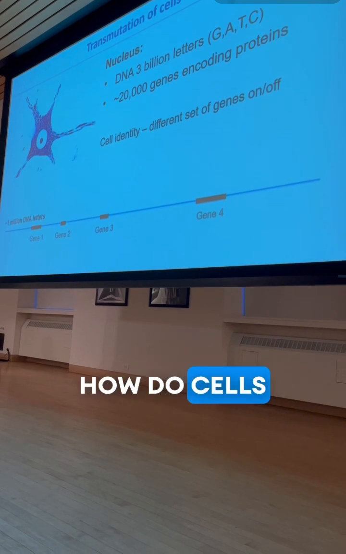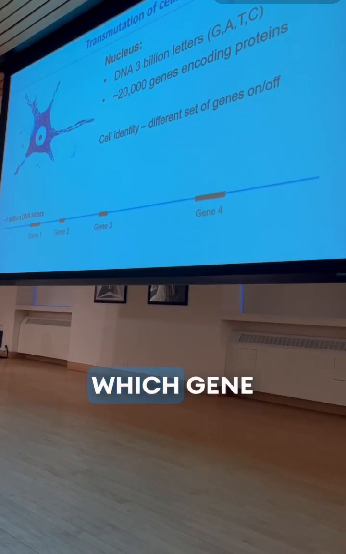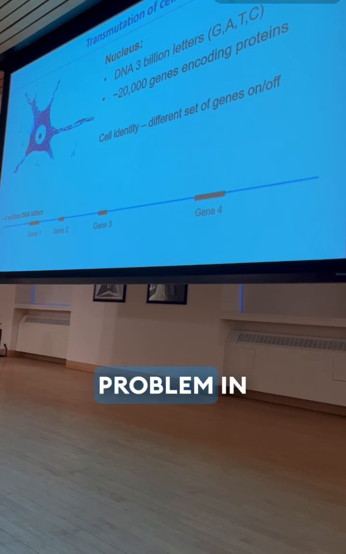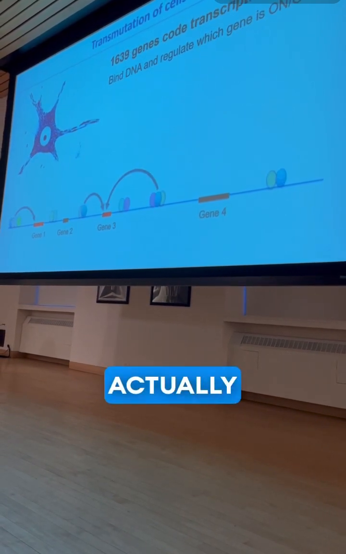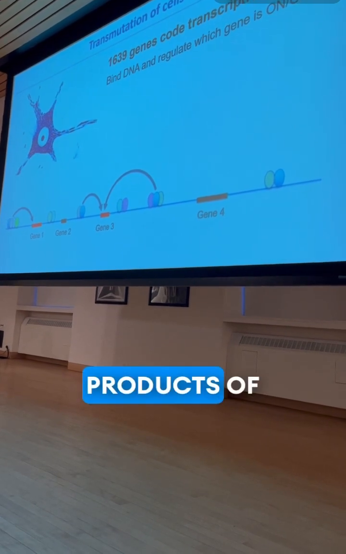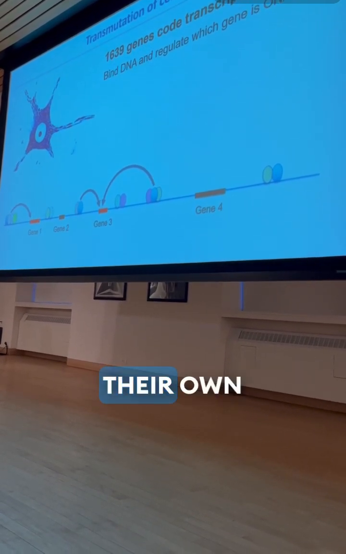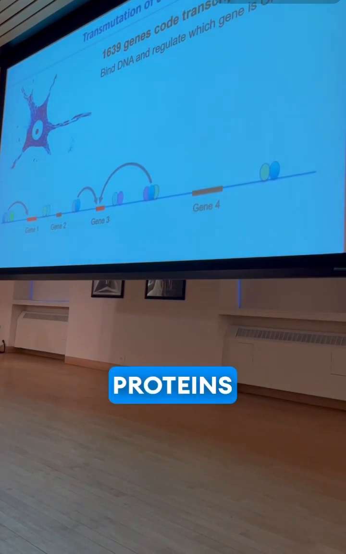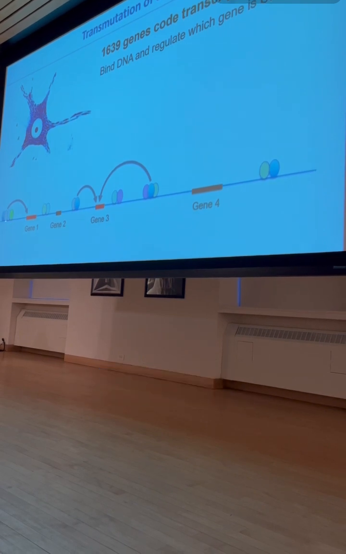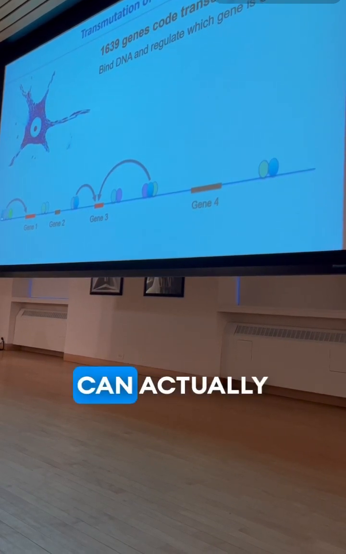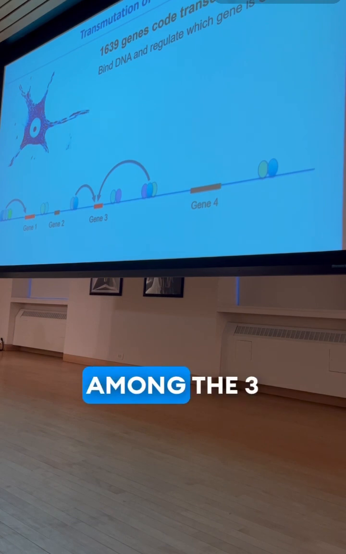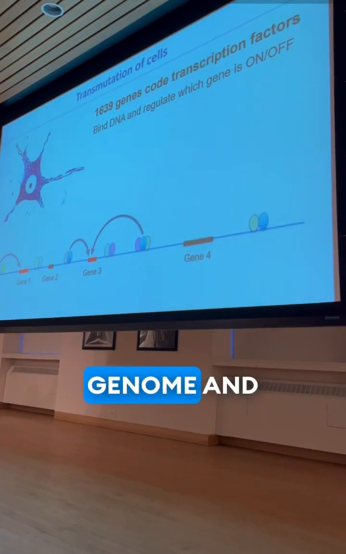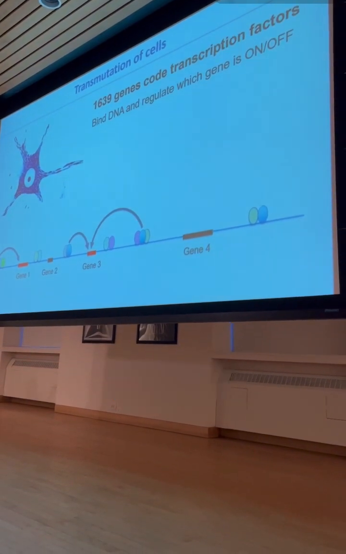Now, how do cells actually control which genes they will turn on or off? That's, to me, the most beautiful problem in biology, because cells use products of genes to control their own genome. And these genes are called transcription factors. They are proteins that can recognize sequences in the DNA and can find these sequences among the 3 billion nucleotides or DNA base pairs in the genome and sit at very specific locations.